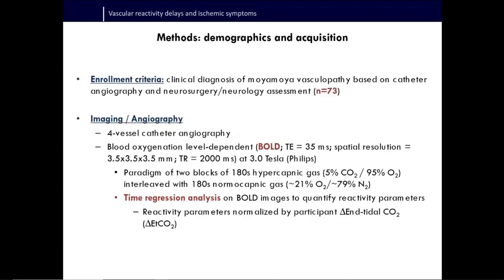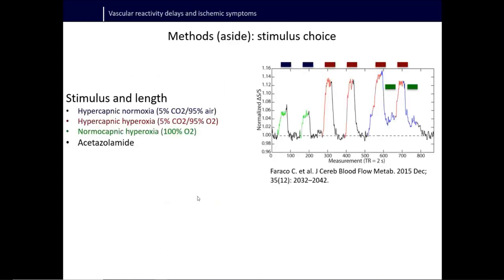Okay, so what did we do? So we had 73 participants that were enrolled from our neurosurgery services. Those patients got clinically indicated catheter angiography. They just got a basic BOLD scan as well, and that was with hypercapnic gas stimulus. We've also been interested in looking at, for the last 10 years or so, using hyperoxia as a contrast agent. So I'm going to talk a little bit about this too, balancing this with oxygen, why that's useful in some cases. And then also we did a time regression analysis to look at these different parameters.